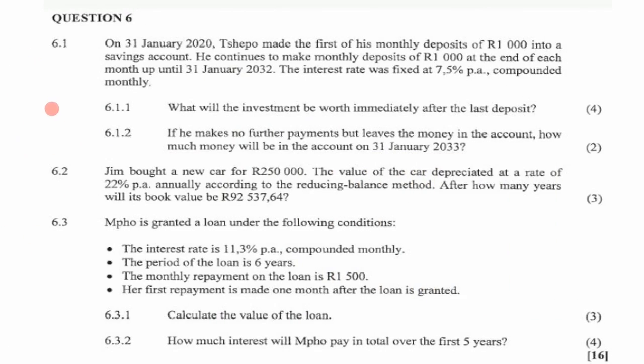Now 6.1.2 says if he makes no further payments but leaves the money in the account, how much money will be in the account on 31 January 2033? So in other words, he leaves the money for 12 months, right? So for 12 months, he doesn't withdraw the money. So this is a case whereby we are taking that investment amount and putting it as a lump sum here, right? And then leaving it in that account so that it grows on itself. So we are no longer making the fixed or monthly deposits.